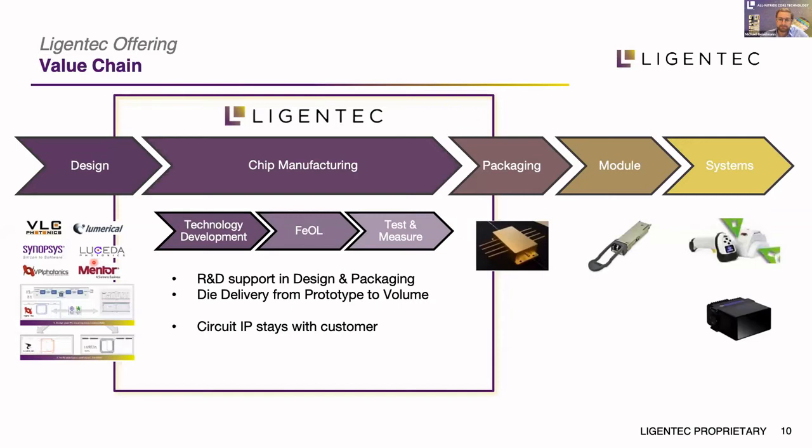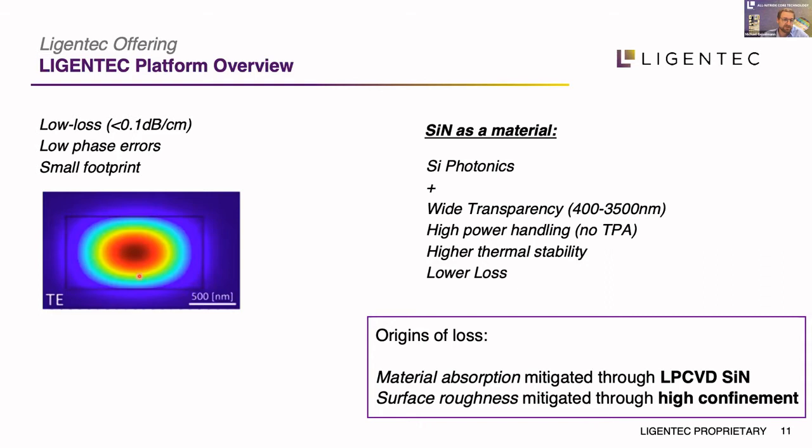The key element of our technology is that we have the optical mode fully concentrated in the waveguide. So this black thing here is the silicon nitride optical waveguide, which assures you very low losses, very low phase errors, and a very small footprint. And all that is needed if you want to engineer a quantum circuit, which I will explain afterwards.